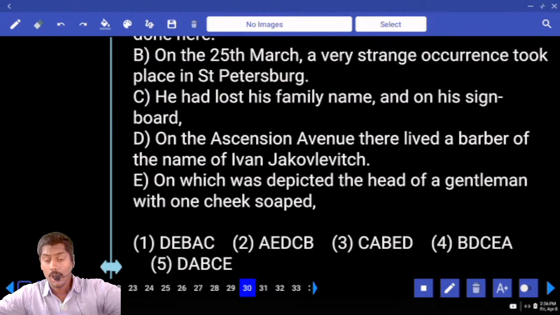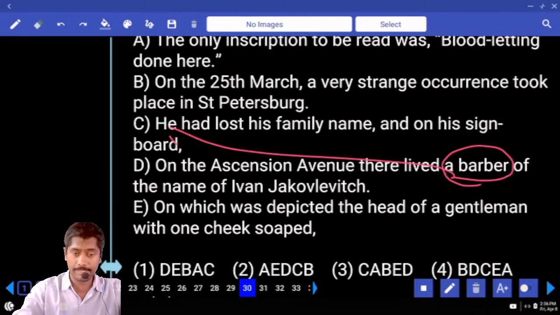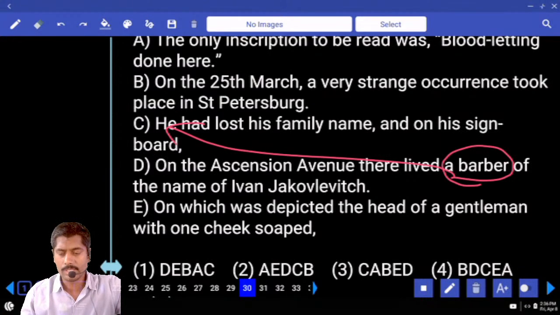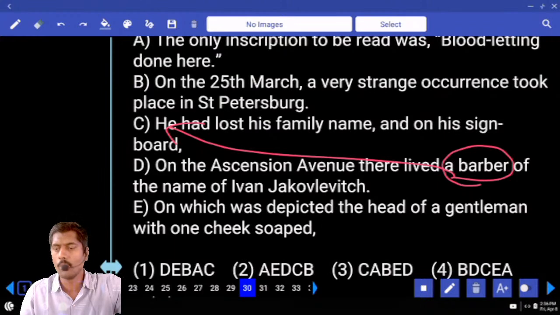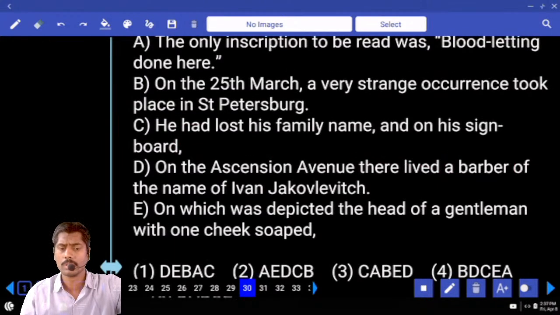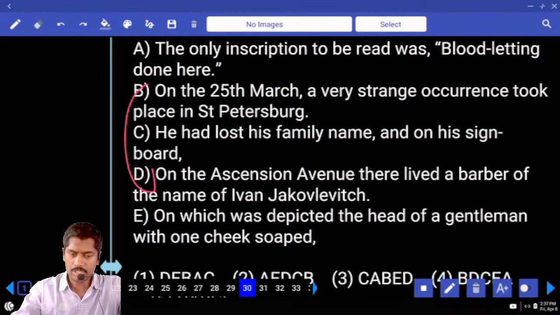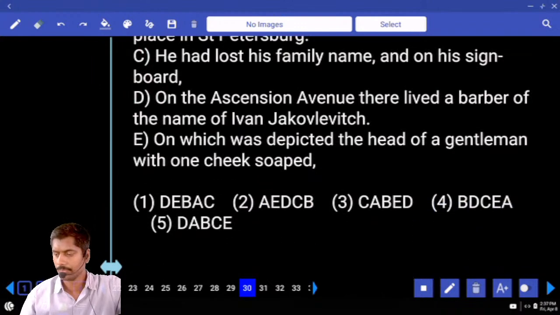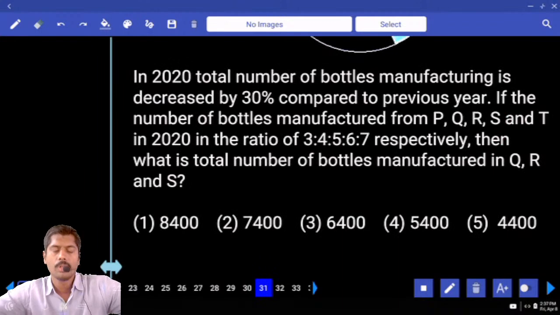On the Ascension Avenue, there lived a barber. See, after barber only, he will come definitely. On the Ascension Avenue, there lived a barber of the name of Ivan Jakovich. He had lost his family, and on his signboard, what happened? BDC, fourth option. That's all for now. Thank you.